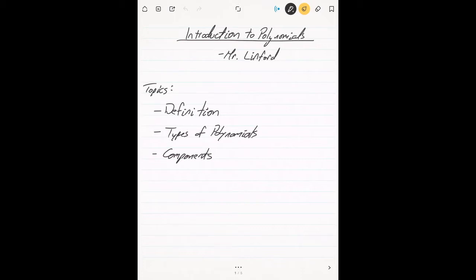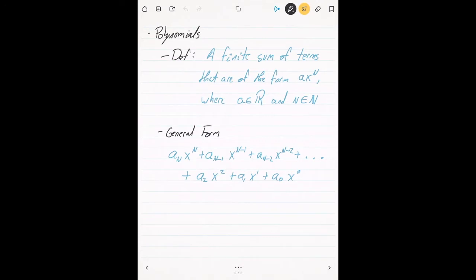In particular, we're going to review what a polynomial is and how it can be defined. We're also going to go over specific types of polynomials and some vocabulary around the components of a polynomial. Now first, we should go ahead and define what a polynomial is.